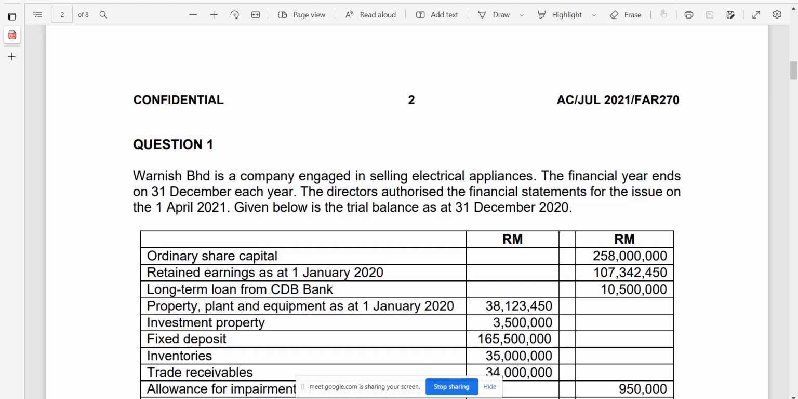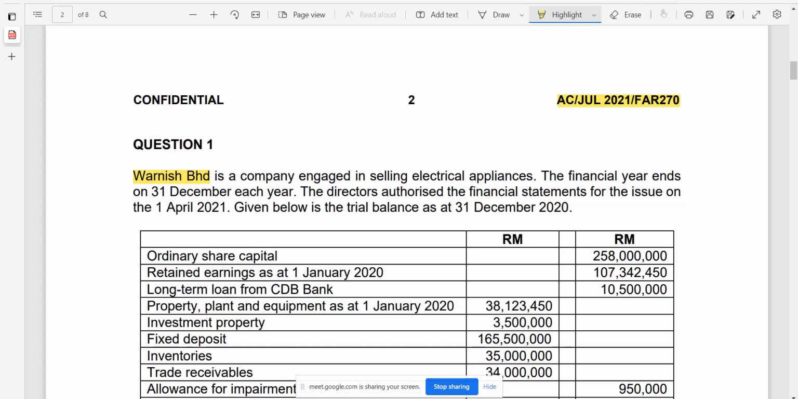In this session, we are going to learn how to prepare the financial statement for a company called Warnish Berhad, and this is a question from July 2021 FAR270. This is set 2.